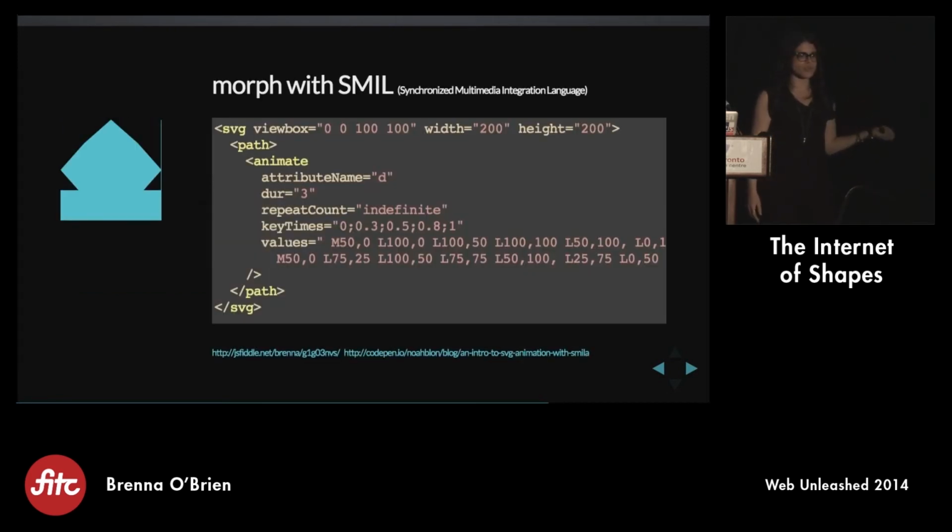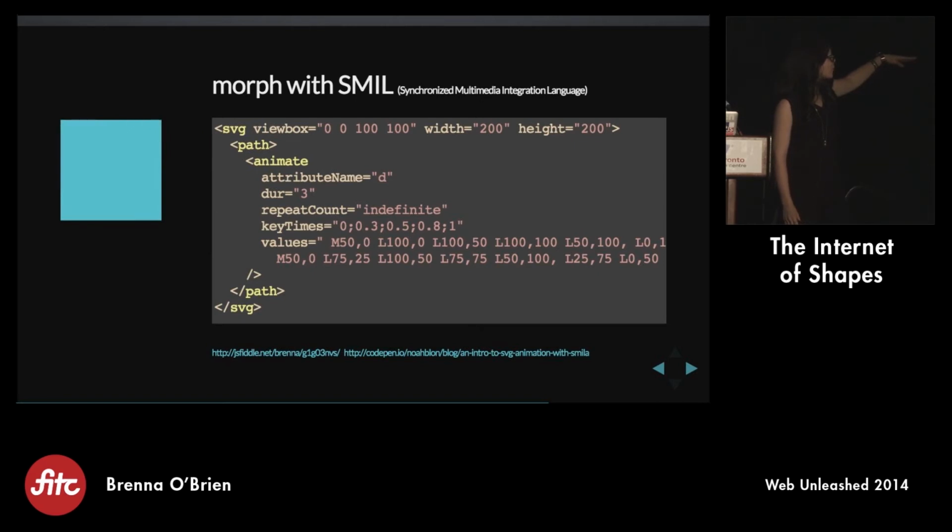There's also this really new thing called, I don't even know how you say it, SMIL, which seems to be broken. It's supposed to morph from a square to a diamond. Unfortunately, it's kind of wonky right now. So that stands for Synchronized Multimedia Integration Language, and it allows you to define animations right inside SVG using this animate element. So again, you're going to be specifying different points on a path to shift in between, to morph in between.